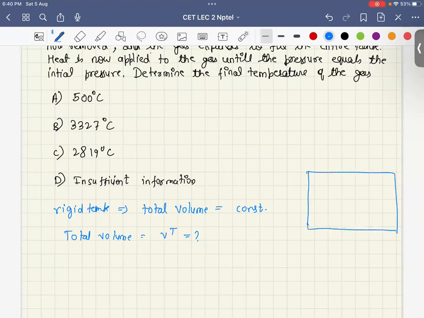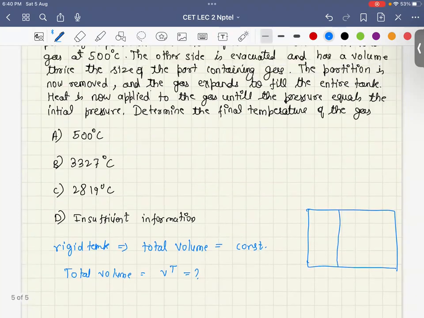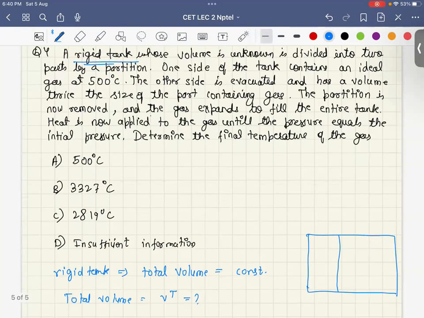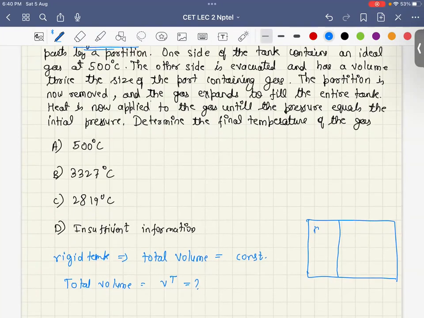This is the total container, and it is divided into two parts such that one side of the tank contains ideal gas. This contains a gas which is at temperature 500 degrees centigrade, T1, with volume V1. The other side is evacuated and has a volume of thrice the size of the part containing gas, 3V1, right? That means total volume is going to be V1 plus 3V1, which is 4V1. And this is the initial system.